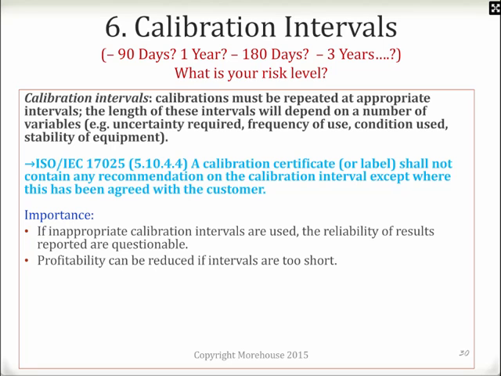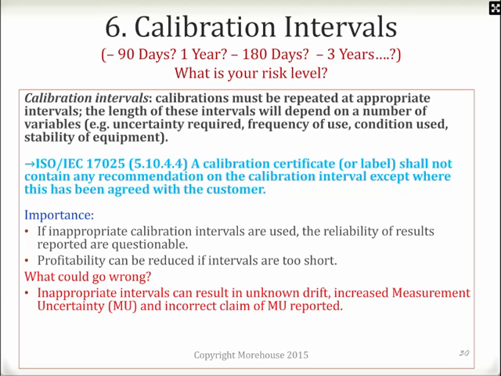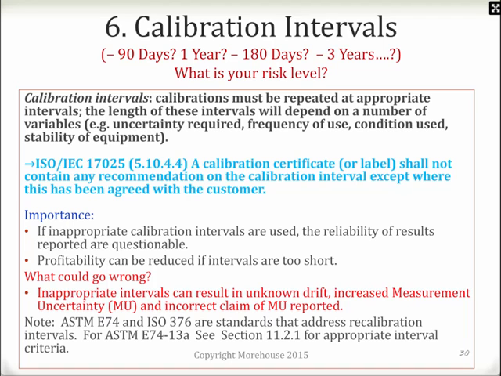The importance of this: if inappropriate calibration intervals are used, the reliability of results reported are questionable. Profitability can be reduced if intervals are too short. What could go wrong? Well, inappropriate intervals can result in unknown drift, increased measurement uncertainty, MU, and incorrect claim of measurement uncertainty reported. So if I think I'm going to have a drift of 0.5%, I let this interval run 2 years, and it's really 0.25%, and I'm claiming a CMC of 0.1, I'm not claiming the proper measurement uncertainty.